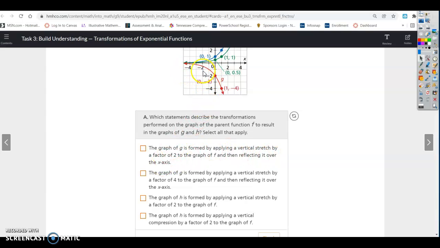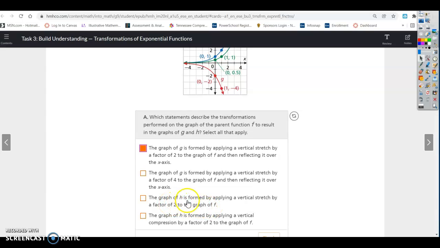Okay, so we can see that it's definitely been reflected, and we can see that this went up by 2. So we can say this one is true. The graph of g is formed... well, this one's not going to be true if this one's true. So skip down here. The graph of h is formed by applying a vertical stretch by a factor of 2 to the graph of f, sorry.